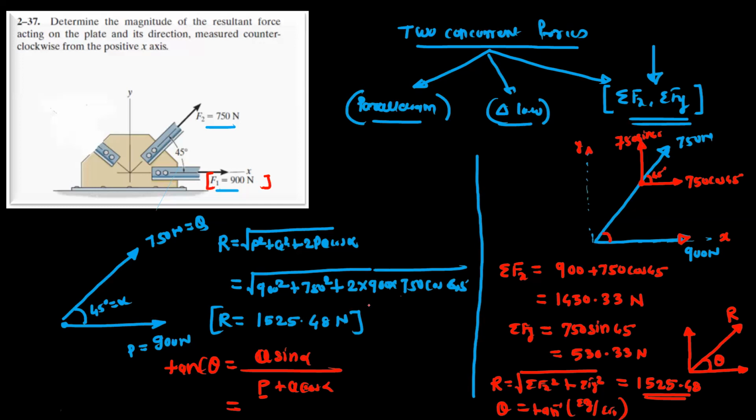So in this way, you can solve the problem either by law of parallelogram or by using summation Fx and summation Fy. The only limitation is that parallelogram or triangle law you can use for a concurrent force system having only two forces. If there are more than two forces, you have to solve only by this method, summation Fx and summation Fy. So this is all about the law of parallelogram, triangle law, and the method of summation Fx and summation Fy.